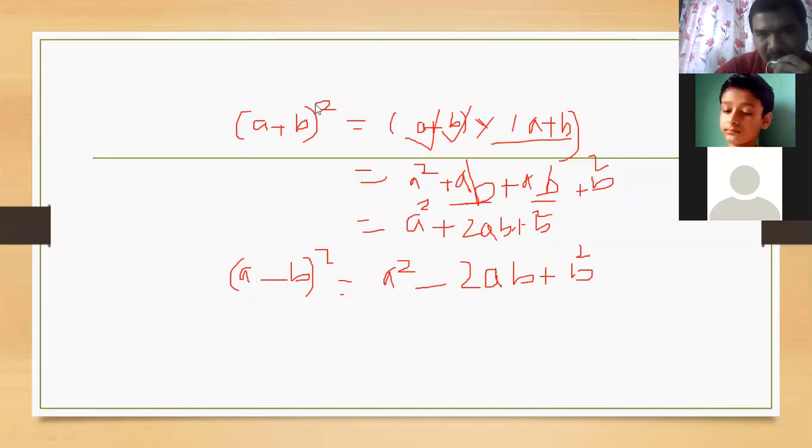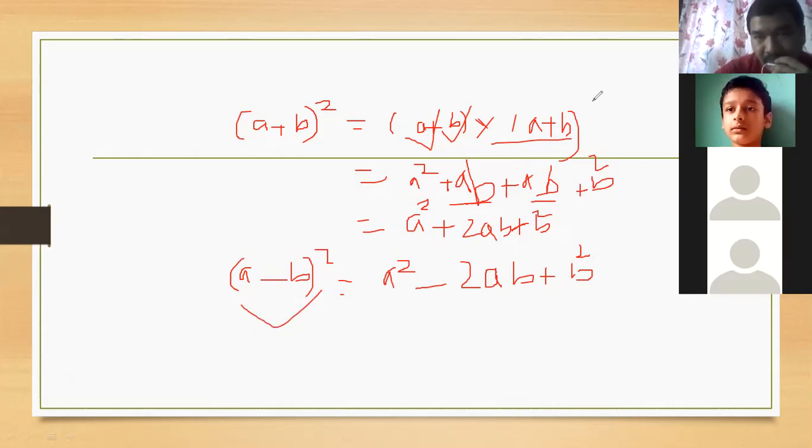What is the a plus b whole square formula? A square plus 2ab plus b square. Now what is the formula of a minus b whole square? Can you read again? A square minus 2ab plus b square. Good, very good. These are the two formulas that you have to remember while factorizing the algebraic expressions of exercise 20.3.